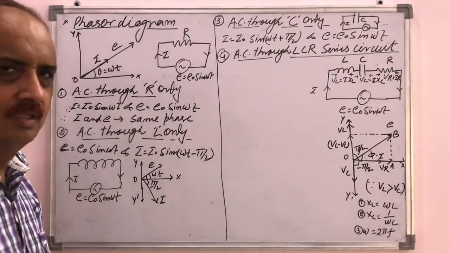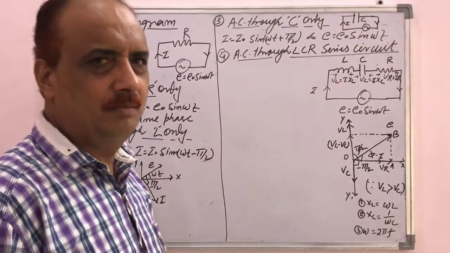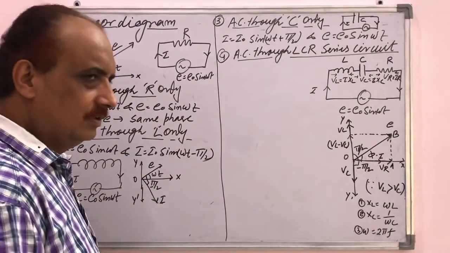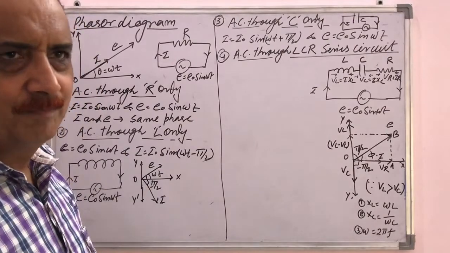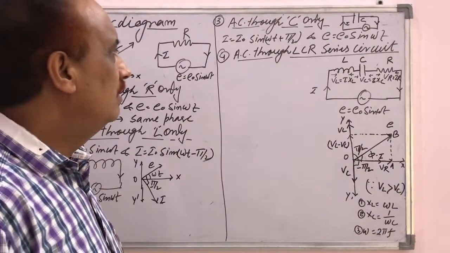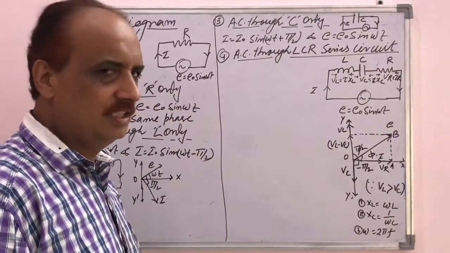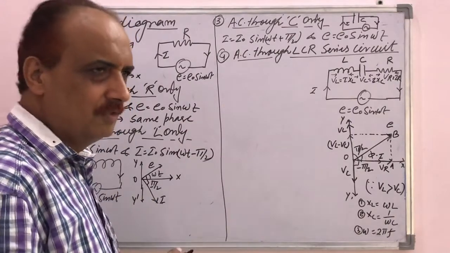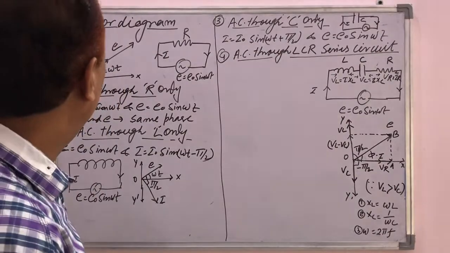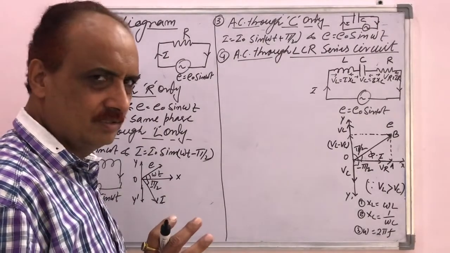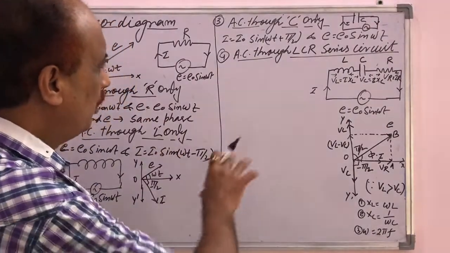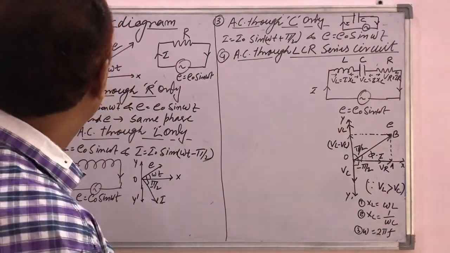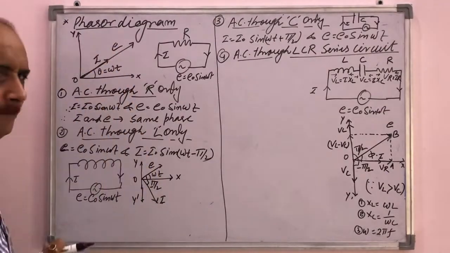Hello students. Now we discuss some important points to understand about the reactance, impedance and AC through LCR series circuit. To discuss these three points, first of all we'll discuss some learning points. Actually, without the learning points the topic cannot be understood. So first of all we discuss the phasor diagram.